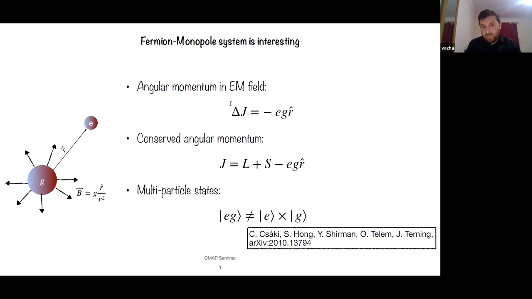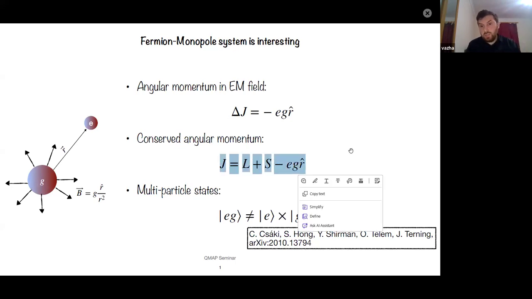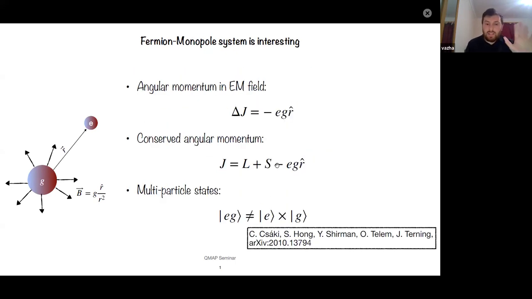As a result, there is one very trivial consequence: you should generalize your angular momentum to include this contribution. And there is a much more interesting consequence as well: if you write multi-particle states in this theory, they are not the direct product of one-particle states. That follows from the fact that the representation theory of the Poincare group heavily depends on your definition of angular momentum. This fact has been studied in this paper by John and his collaborators, and I think it provides the first very interesting and exciting physics in this kind of system.